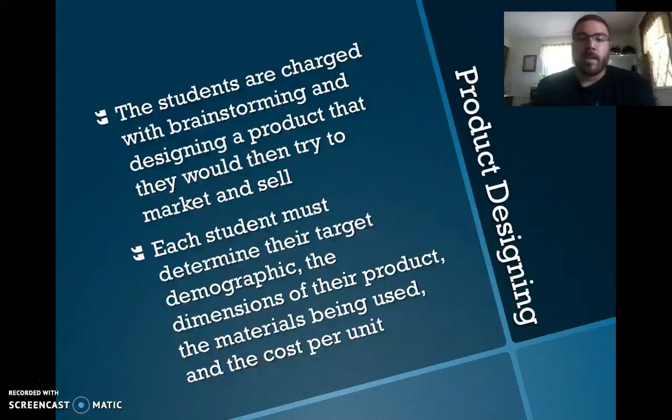They need to determine the materials that they are planning to use to actually make their product, and they also must determine the cost per unit. So looking up those materials that their product is going to require and determining how much each product is actually going to cost. The reason I have them do this is obviously to determine if their product that they are trying to make is going to be way too expensive for the specific demographic that they're trying to sell to, but this also helps them to determine what cost they would actually be able to sell their product at.